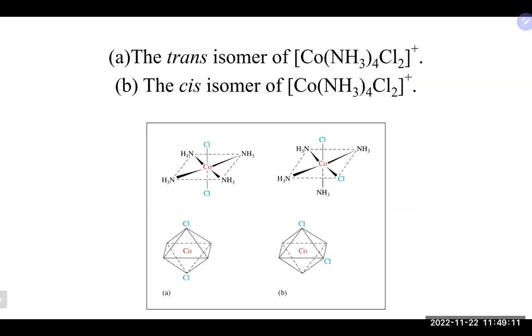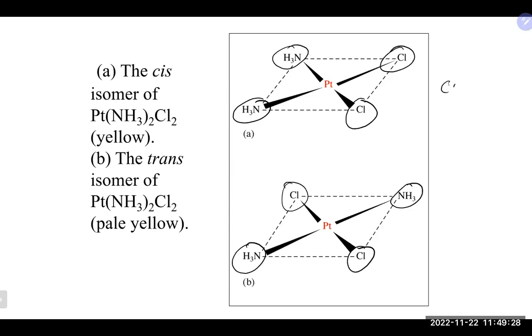Now, these are also trans isomers and cis isomers in a coordination number of 6. So this was a coordination number of 6. As we can see, 4 and 2 gives us 6. And that's different than here, where we're looking at a coordination number of 4.